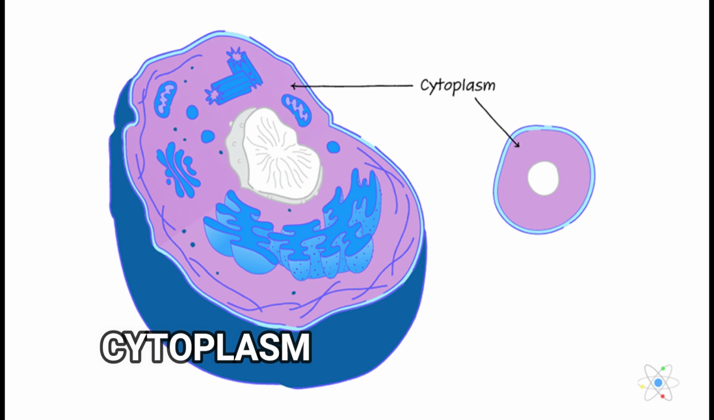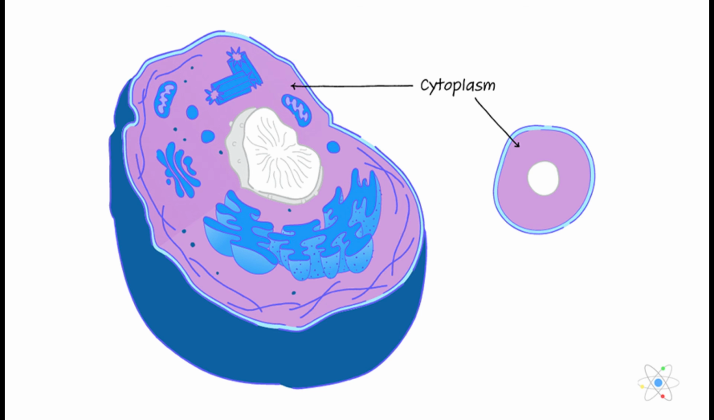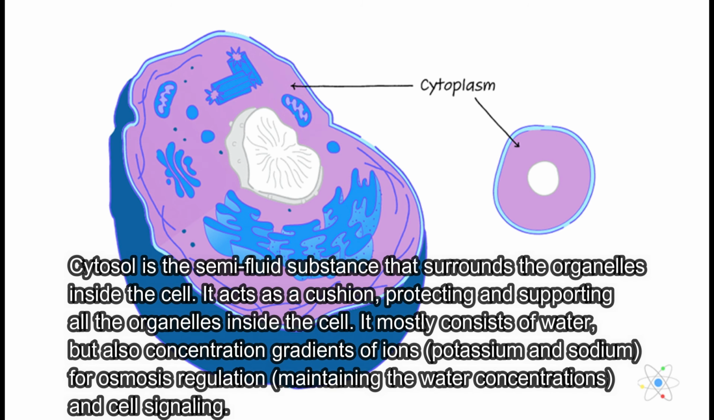Next is cytoplasm, the semi-fluid substance surrounding the organelles. The cytoplasm is everything within the cell membrane, excluding the nucleus. It is composed of cytosol and organelles. Cytosol is the semi-fluid substance that surrounds the organelles inside the cell. It acts as a cushion, protecting and supporting all the organelles inside the cell.